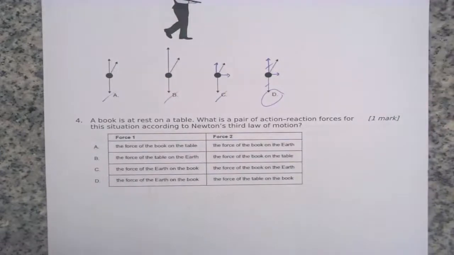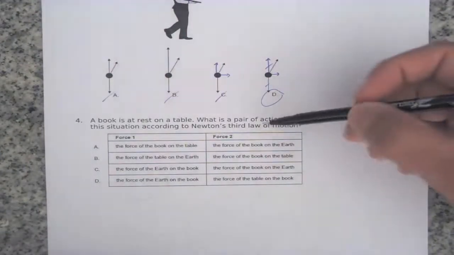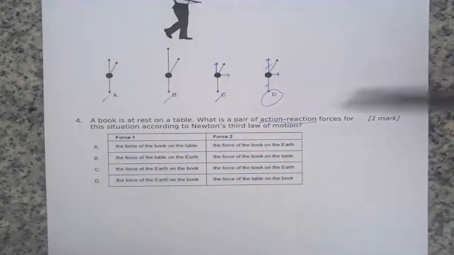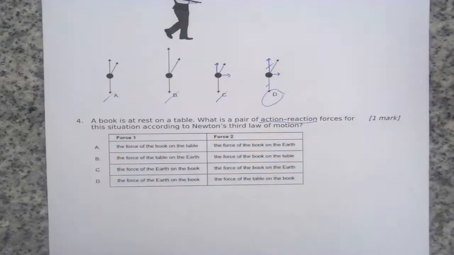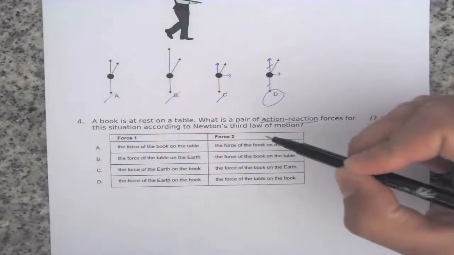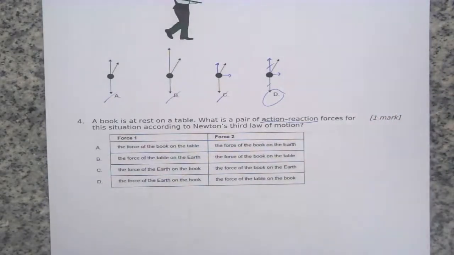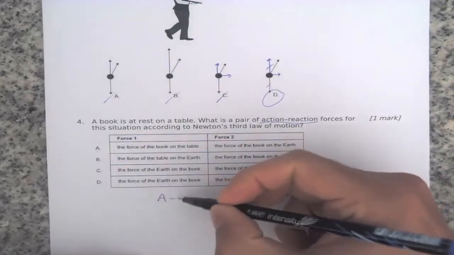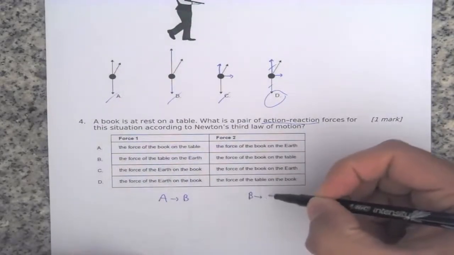Number 4 says that a book is at rest on a table. What is the pair of action-reaction forces for this situation according to Newton's third law? So when we have action and reaction forces, remember that they act on different bodies. So whatever the law says, body A to body B, then body B to body A. So you look for this situation, A to B and B to A.